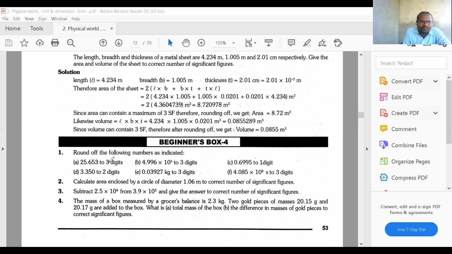See this point. First question: round off the following numbers as indicated. 25.653 is there. You need to round it off to 3 digits. How can you do this? You have 25.653. 3 digits means up to 6 only you want. Because 3 is less than 5, we can drop it directly. Now you have 25.65. Now 5 also we should drop, because the number before 5 is an even number, so directly we can drop it. So your answer will be 25.6 only.